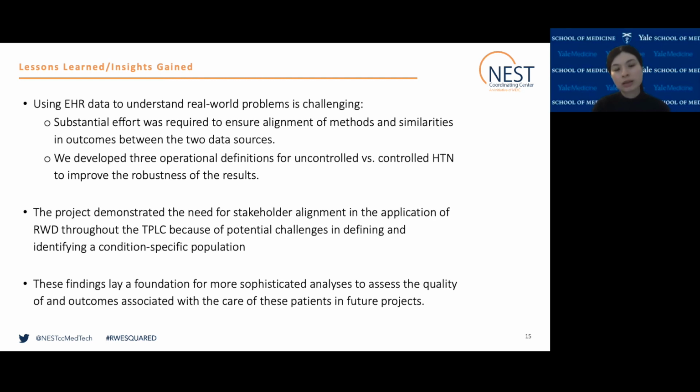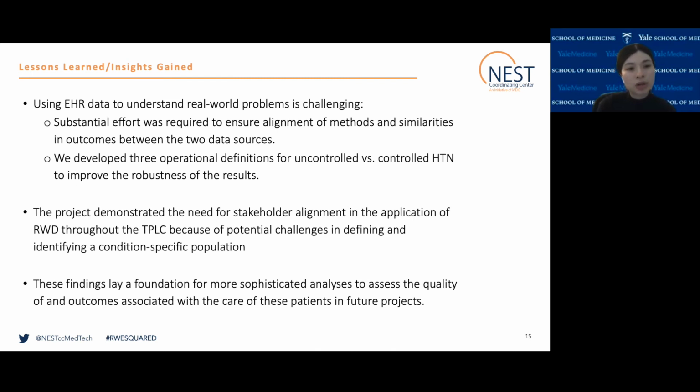After we do all this analysis, a few lessons learned from this test case. As we expected, we feel that the EHR data is quite complex. Using this data to understand real-world problems is challenging. The whole team put together substantial efforts to ensure alignment of methods and similarity in outcomes between the two data sources. Specifically, in this test case, we developed 3 operational definitions for controlled versus uncontrolled hypertension to improve the robustness of the results. Fortunately, we found that our results are quite consistent across the 3 different approaches.